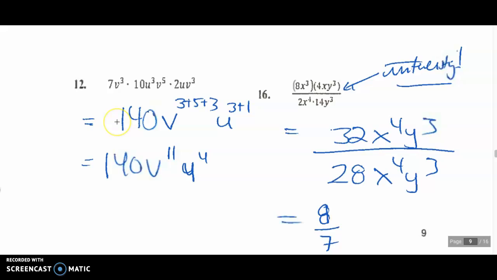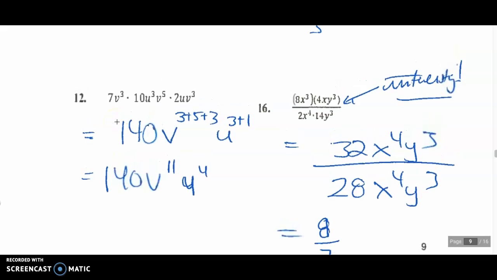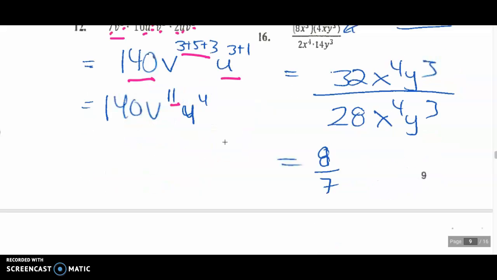And then if you have more complex questions, you just apply the same rule. So here you're going to have multiplying. You multiply the numbers first, 7, 10, and 2, which will get you 140. V cubed, v to the 5, and v to the 3, you add these up to get v to the 11. This is u cubed and u, and this hasn't come up yet, but if you just have u by itself, it's u to the 1, and 3 plus 1 is 4. So that's the basic exponent rules.